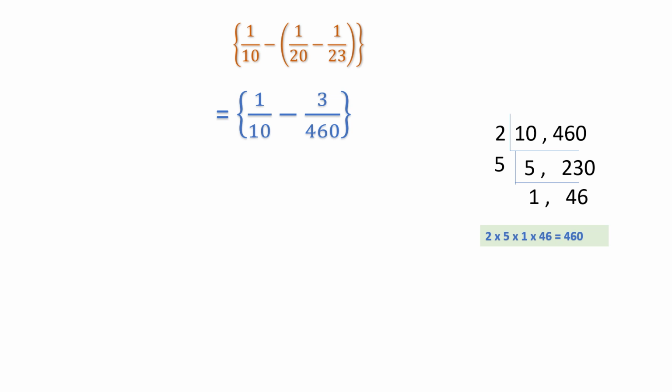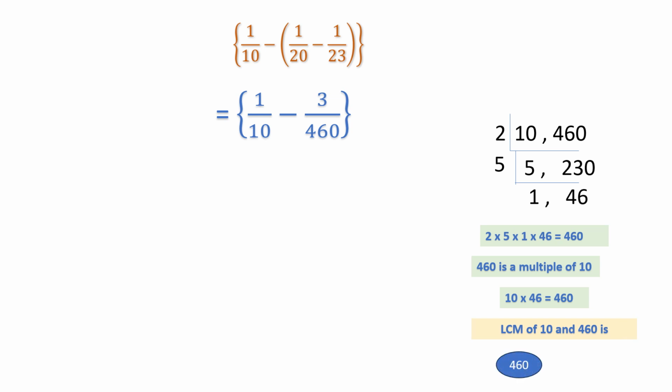There is another shortcut for doing this. Since our numbers were 10 and 460, and 460 is a multiple of 10 directly, we don't need to do all these things. We can just write, since 10 multiplied by 46 is 460, that the LCM of 10 and 460 is 460. If there are two numbers and one is a multiple of the other, or one is a factor of the other, then always the bigger number is our LCM. Now let's come back to the steps of the main problem.